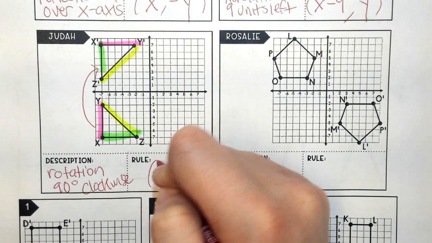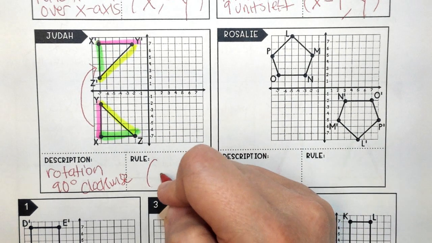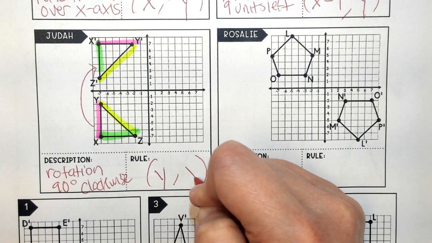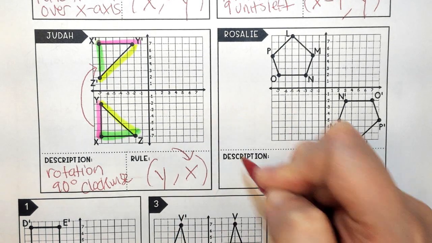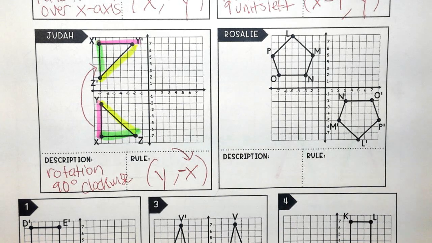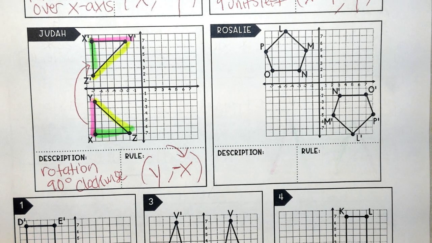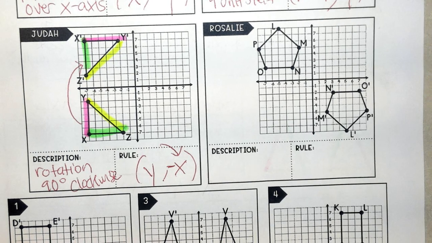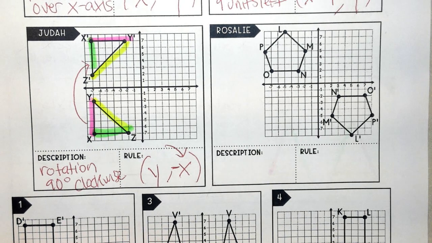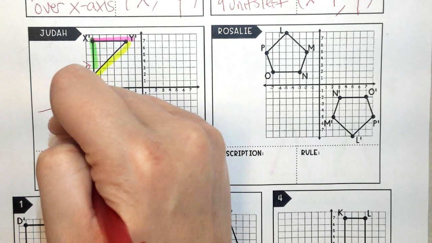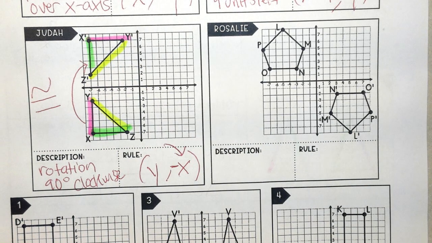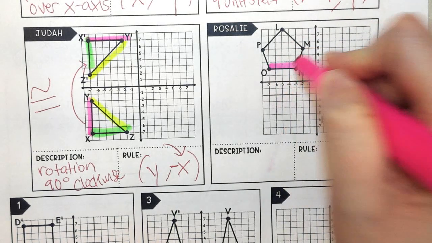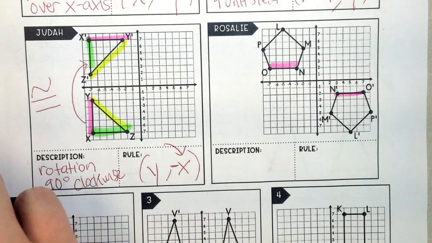For the rule, remember we said 90 degrees, we do what? Switch the order. Very good. And then clockwise moves to the right, so we make the right one the opposite. Okay? Congruent or similar? Congruent. Same shape, same size. Very good. We did not change the size. There was no dilation.